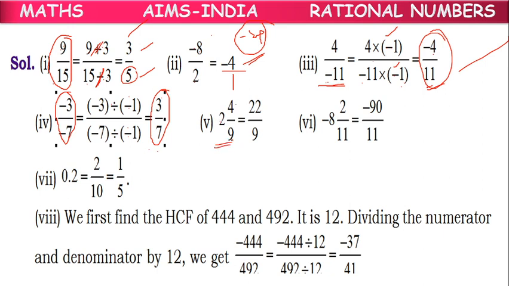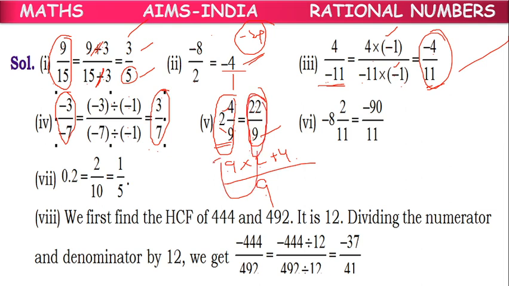Next, 2 4 by 9. Mixed fraction. So what to do? 9 into 2, we have to multiply these two and we have to add 4. We have to add 4, and the denominator stays as it is. 9 2 times 18 plus 4, 22 by 9. 22 by 9. The denominator is positive, not divisible by any other number. So 22 by 9 is the standard form of the given rational number.